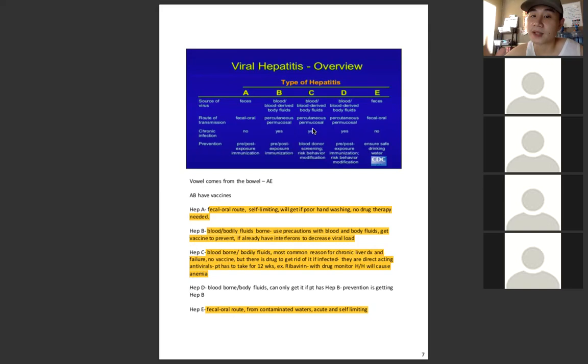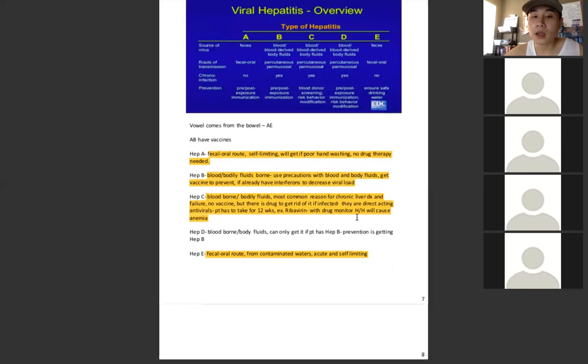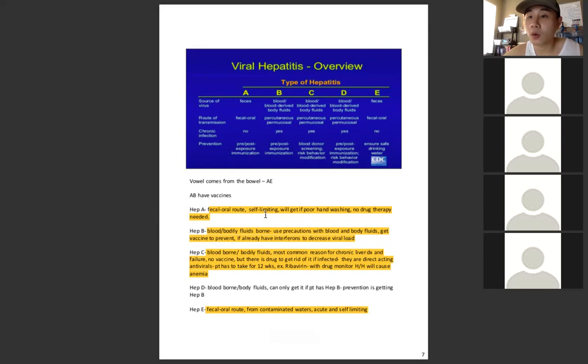All right, so how are these hepatitis types transmitted? Hepatitis A is transmitted through the fecal-oral route. It is self-limiting, and people get it from poor hand washing. No drug therapy is needed. Like the sentence said, it is self-limiting. It will go away over time, and they often get hepatitis A because of poor hand washing. We go to the restroom and we don't wash our hands.